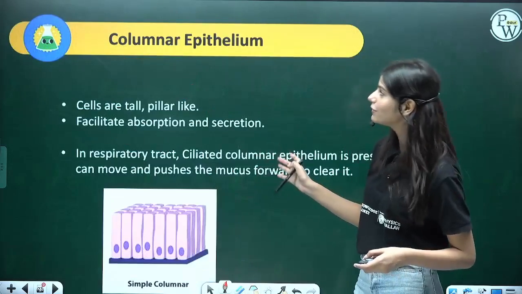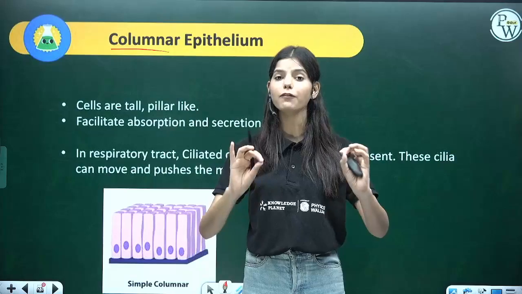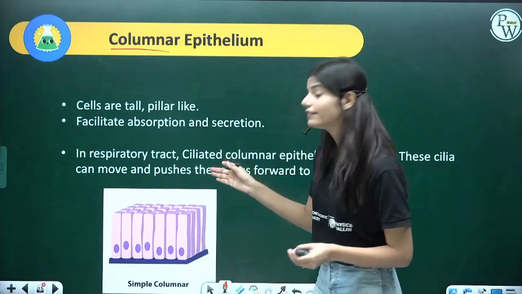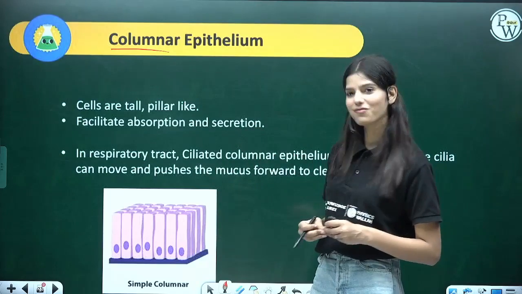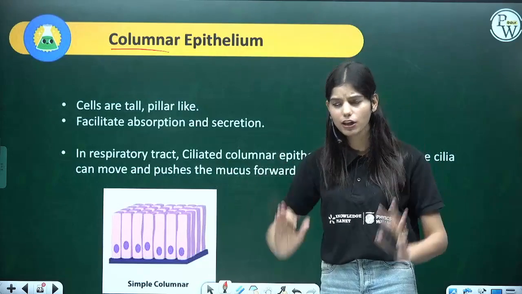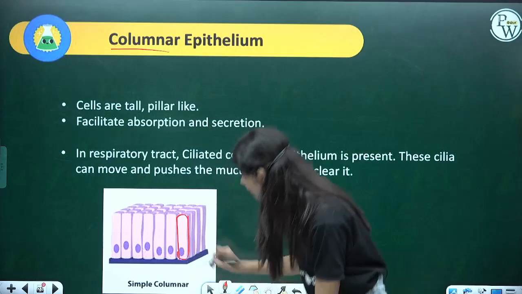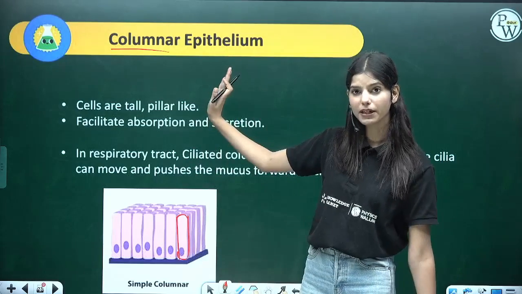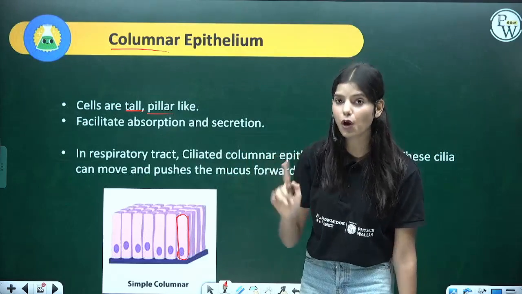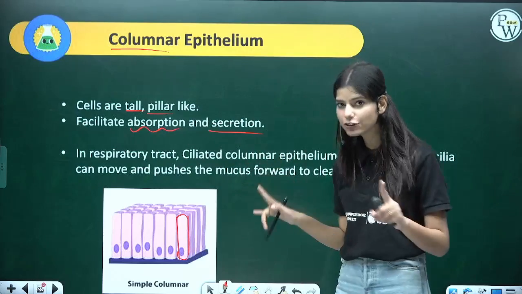Okay guys, now let's talk about the columnar epithelium. The cells of columnar epithelium are very easy to identify. Why exactly? Because of the distinctive shape. So here if you see in this picture, the cells of columnar epithelium are like columns, they are like pillars, right? Do you see? Here they are really tall, really long, right? So the cells of columnar epithelium are really tall like pillars, and they facilitate the absorption and secretion of materials.